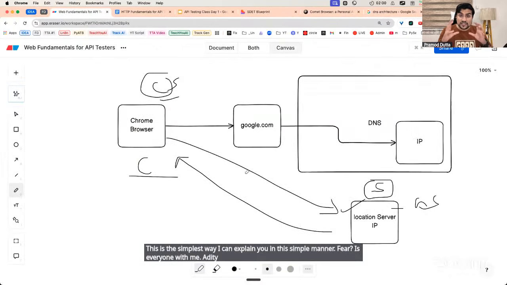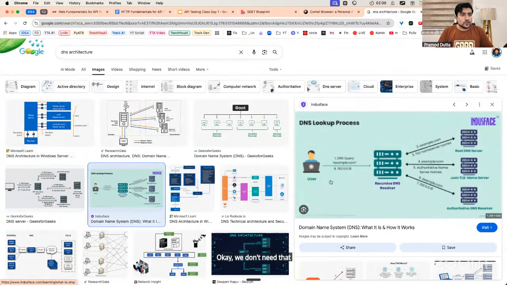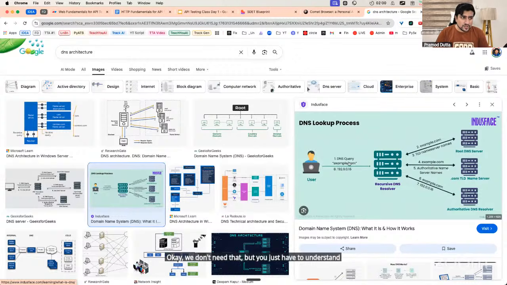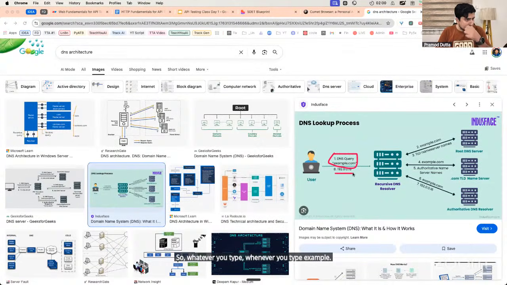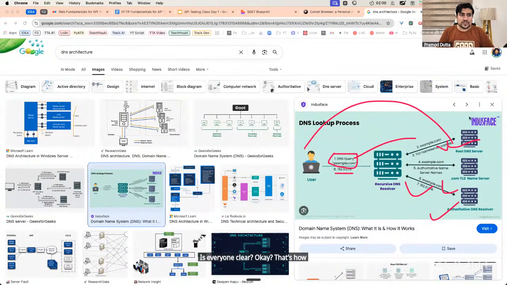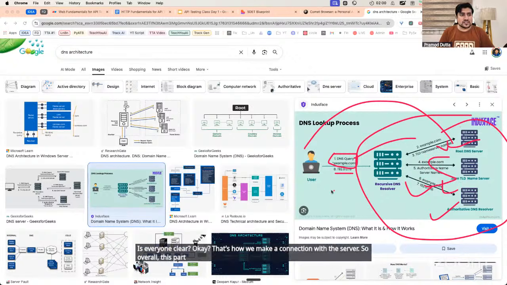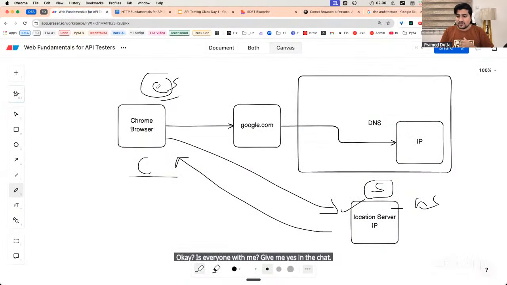Aditya was asking, sir, is it the real architecture of DNS? No. The real architecture of DNS is very big. We don't need that. But you just have to understand that whenever you type example.com, it gives you an IP address, and with that IP address you make a connection. Is everyone clear? That's how we make a connection with the server. So overall, this is a server and this is a client that we have. Is everyone with me? Give me yes in the chat. Fair? So I think this is the answer.